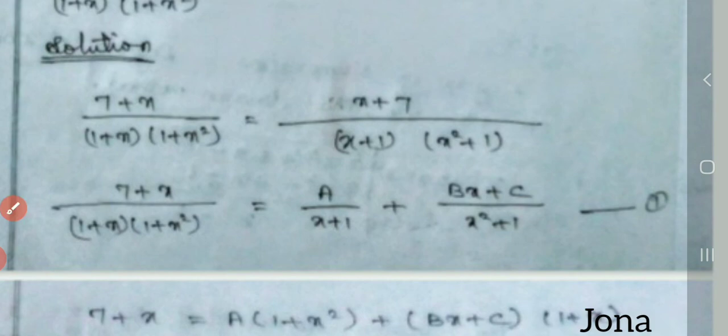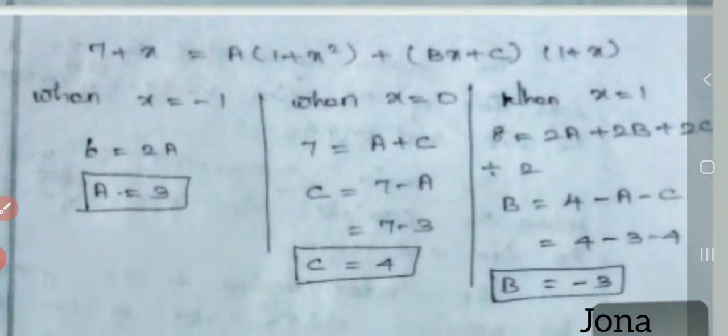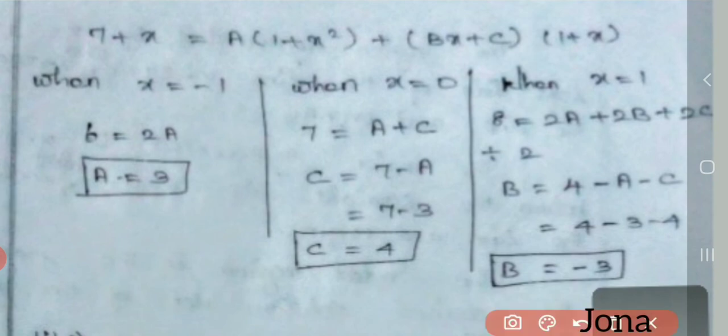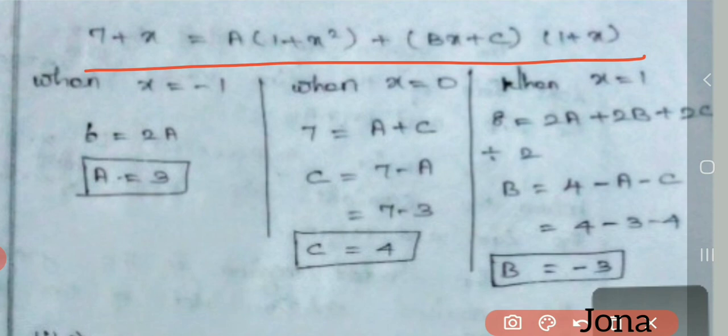And then take LCM and equate the numerator like this. So I have this long equation, 7 plus x equal to a into 1 plus x square plus bx plus c into 1 plus x. Okay, let me equate the brackets. The simple bracket is here, 1 plus x. So equal to 0 means x equal to minus 1. So if you substitute in this long equation, you will get the value of a.